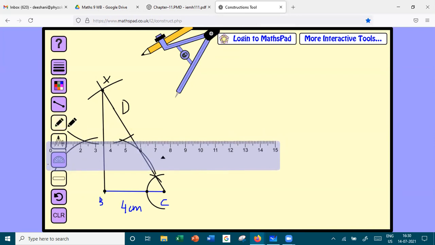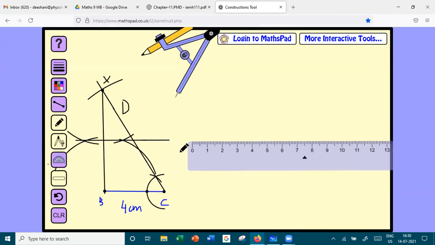Ma'am, I made a line from B to the point where the bisector meets CX, and then it makes an equilateral triangle with all sides as 4 centimeter. Okay. So now finally this is our point A. Yes, ma'am, even I made the triangle.